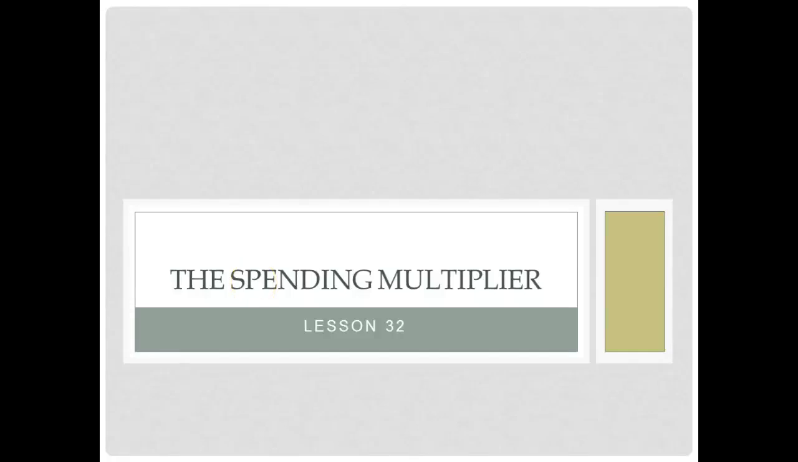Okay, our next lesson is going to be about something called the spending multiplier. Now, the spending multiplier has very much to do with fiscal policy, which of course is the theme of this entire unit. In our last lesson, we learned that fiscal policy was anything that the government does to influence the economy.